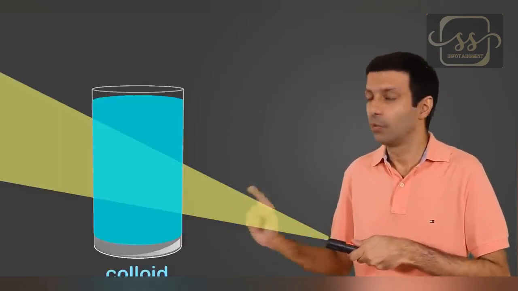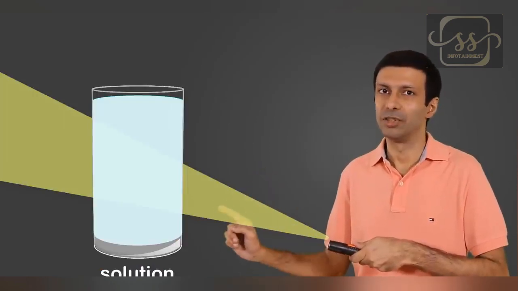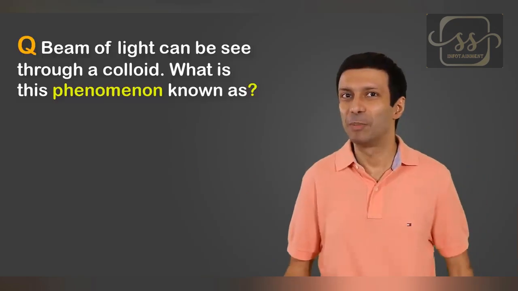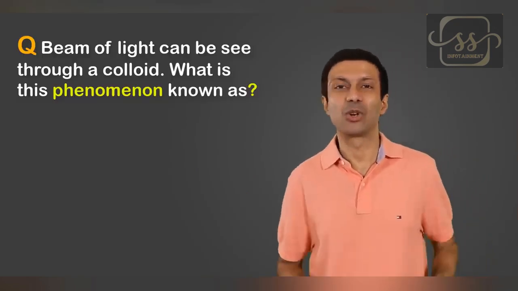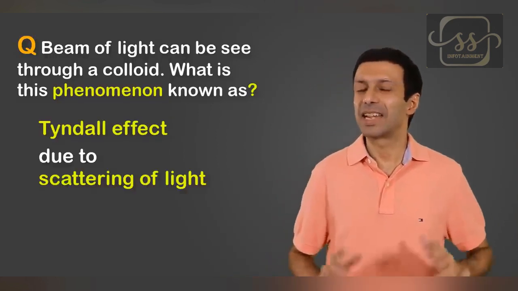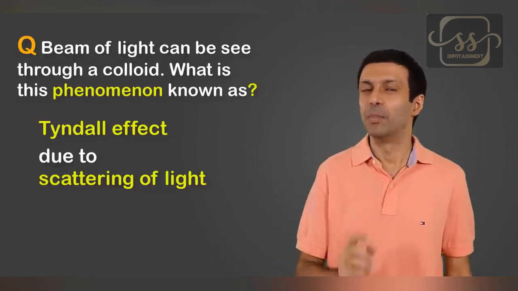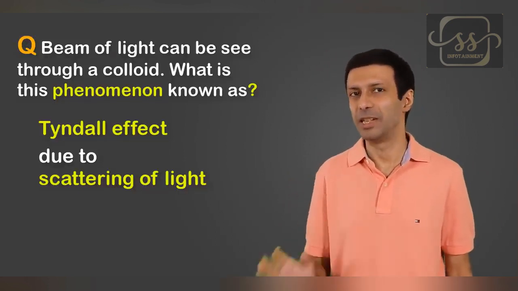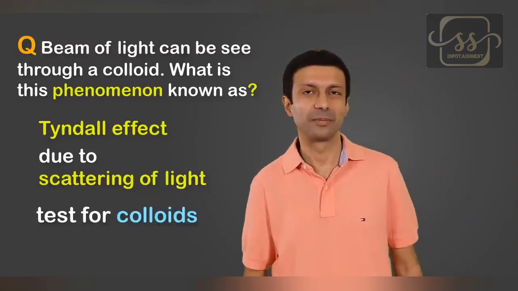Similarly, we can see the beam of light when light is passed through a colloid. But the beam is not visible when light is passed through a solution or a suspension. Now, do you remember what this is known as? That's right, it's called Tyndall effect. Tyndall effect is due to scattering of light. Colloids show Tyndall effect, but not solutions and suspensions. So it can be used as a test for colloids.